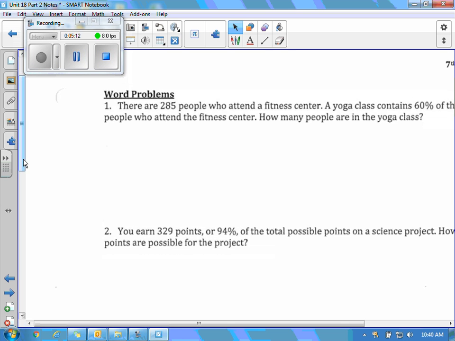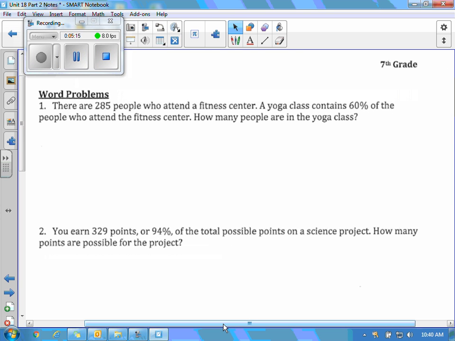Right, on the back side, we've got some word problems. We're going to use proportions to solve these. It says there are 285 people who attend the fitness center. A yoga class contains 60% of the people who attend the fitness center. How many people are in the yoga class? Right, so we need to set up our proportion. Okay, and let's use what we have.